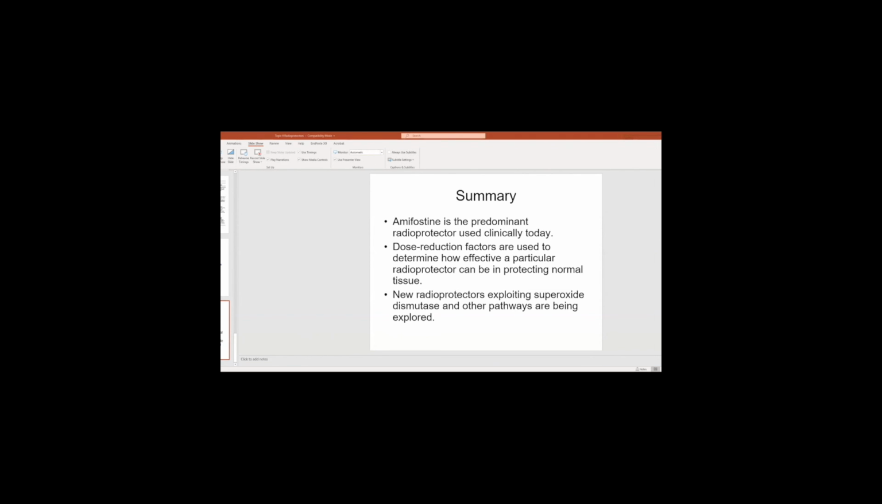Topic 10, the next topic we'll talk about next week, is going to be radiation carcinogenesis and how the Japanese atomic bomb survivor data and other data led to our understanding of how radiation causes cancer.